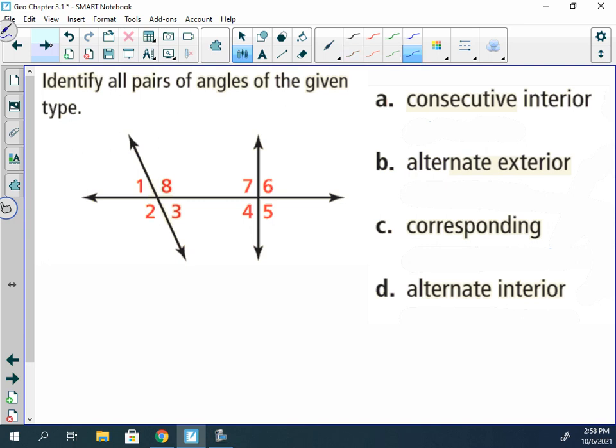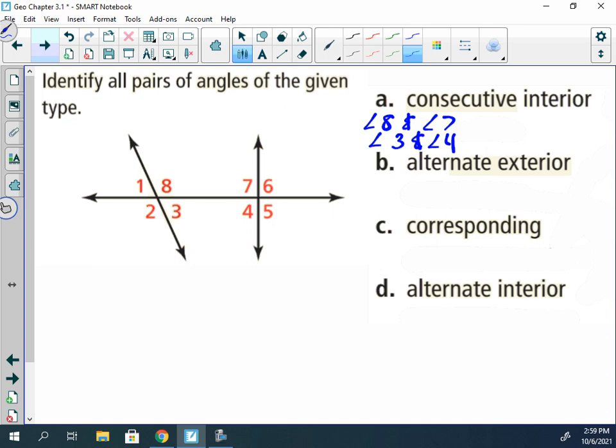Consecutive interior angles. Consecutive interior means on the same side, in between. So 8 and 7, yes. Because 8 and 7 are between the two lines and on the same side of the transversal, so they would be consecutive interior. 3 and 4, because those are the other two that are between the two lines and on the same side of the transversal, the line cutting through them.